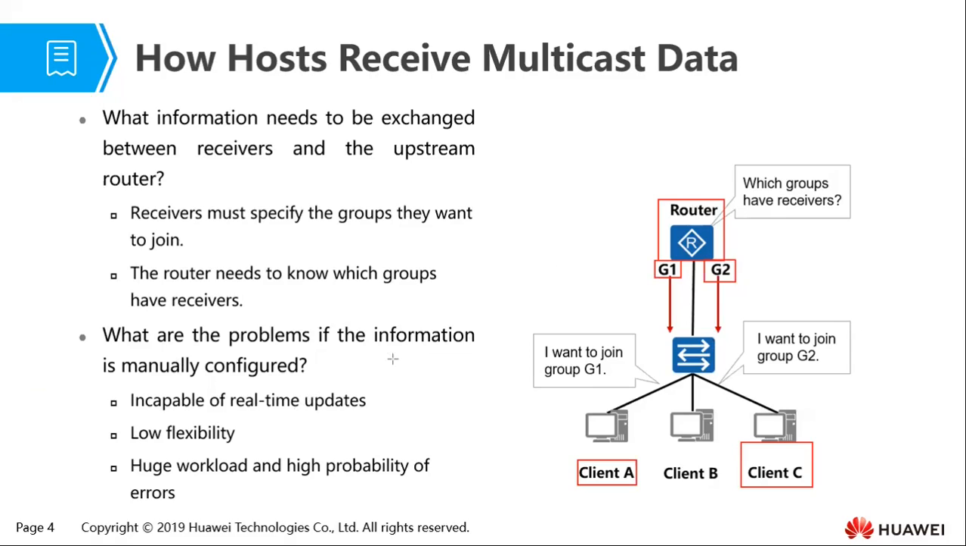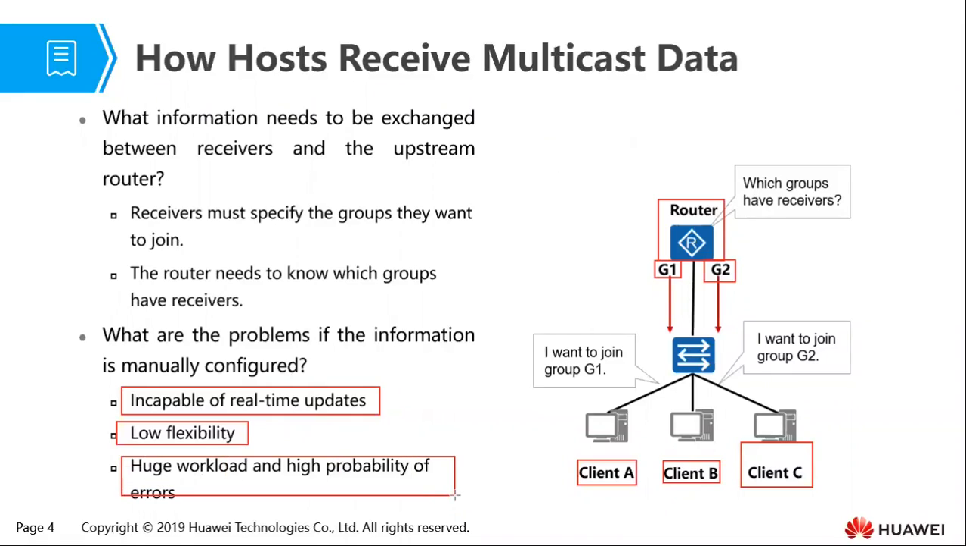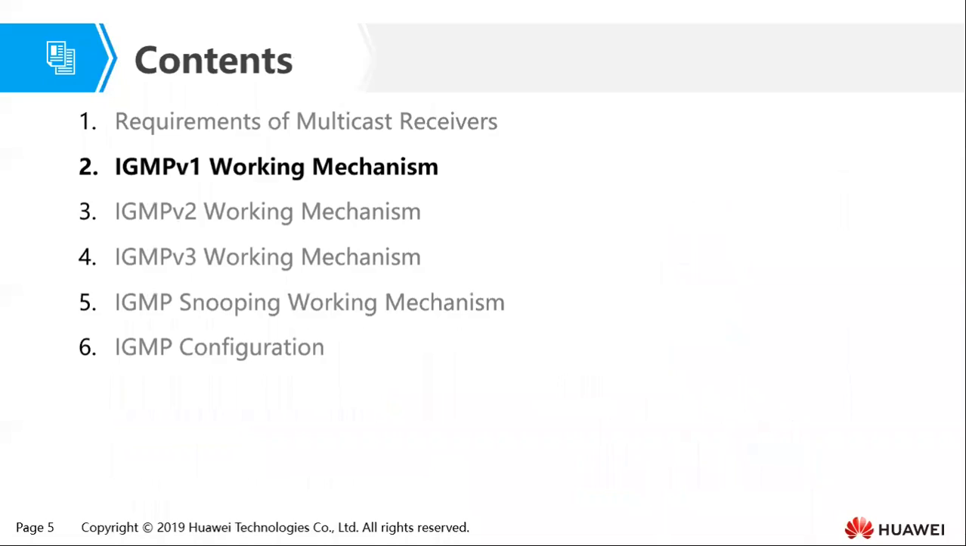But if we configure that manually, then these problems occur. Manual configuration is incapable of real-time updates, with low flexibility. So what if now this guy wants to join group 2? It means we have to manually configure again. And then huge workload, and of course, high probability of errors. So due to these reasons, that is why a protocol called IGMP was created, Internet Group Management Protocol.